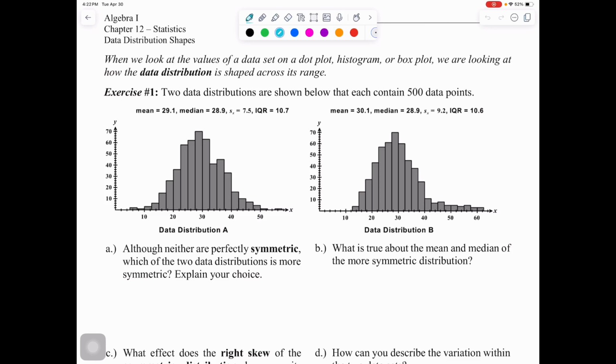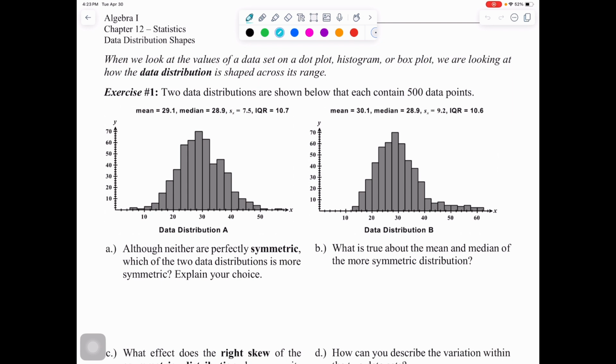Our next lesson is called Data Distribution Shapes. When we look at the values of a data set on a dot plot, histogram, or box plot, we are looking at how the data distribution is shaped across its range.